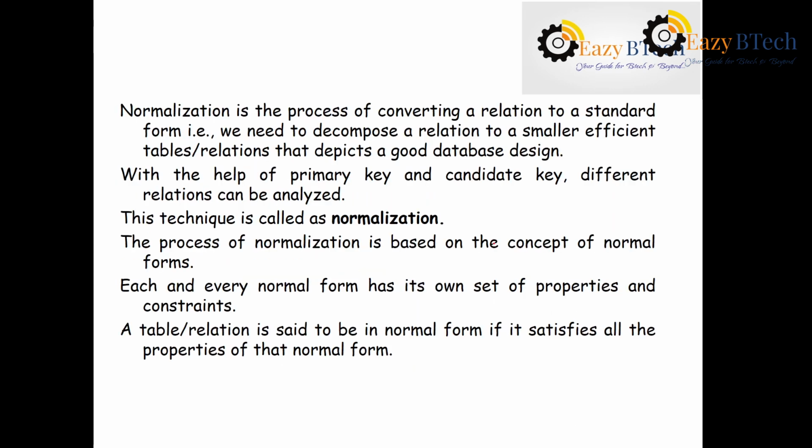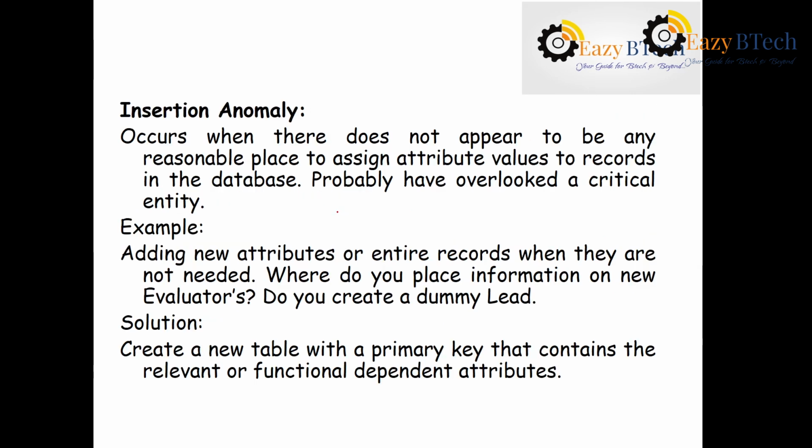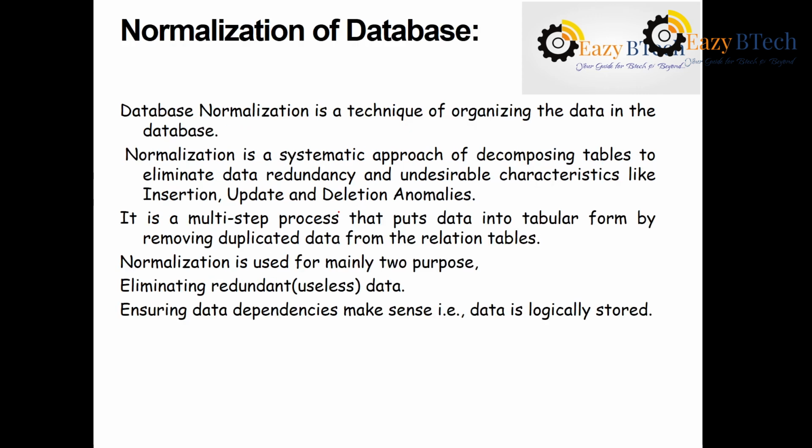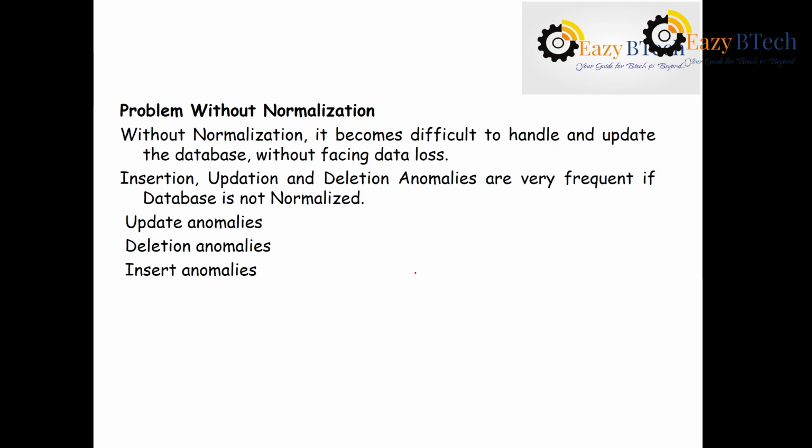Normalization is nothing but decomposition of the data. Decomposition of the data is called normalization. The database is divided into parts. Normalization is a systematic approach of decomposing a table to eliminate redundancy and insertion, update and deletion anomalies. What are the advantages of normalization? Update anomalies, delete anomalies and insertion anomalies are removed.